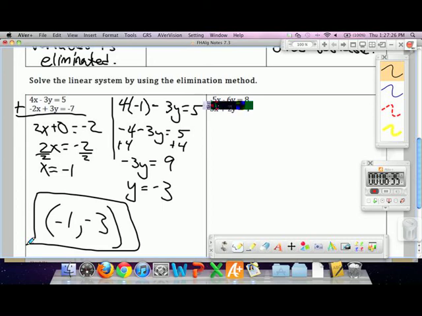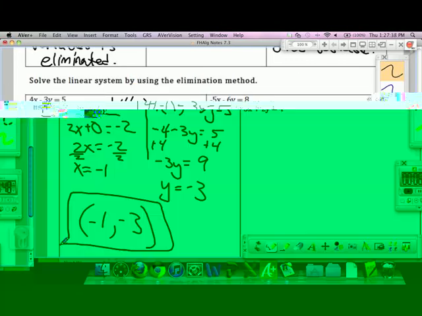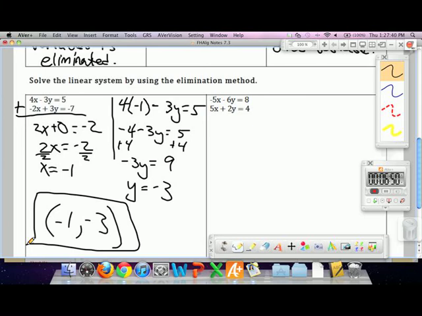Okay. You want to do the second one together, or you think you can do this one by yourself? This one together, I'm going to do a couple on the back side, and then we'll call it good.